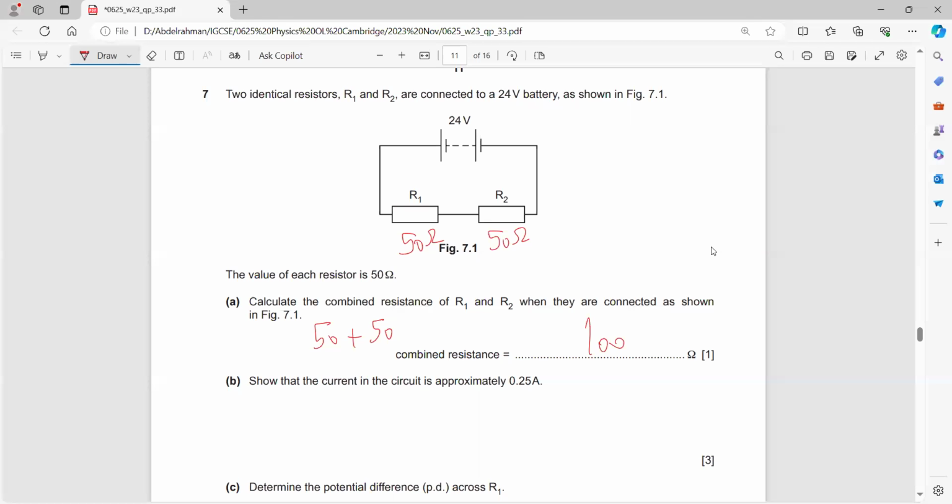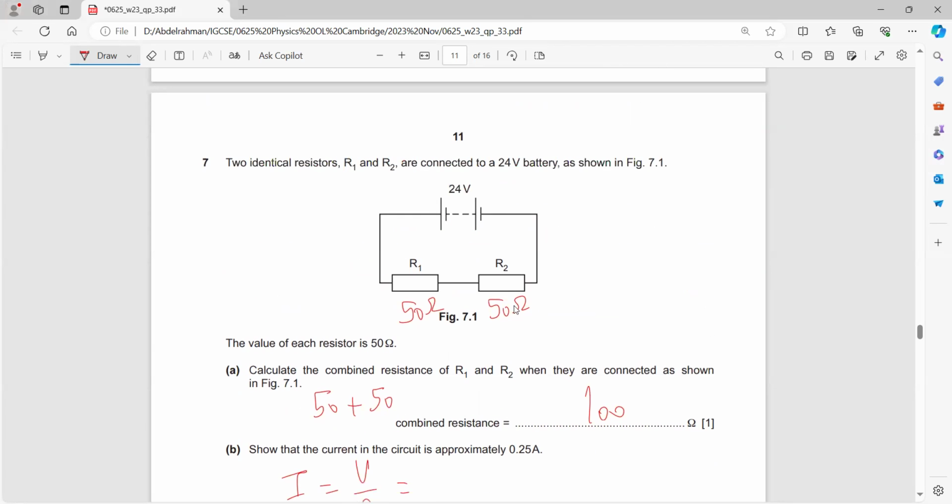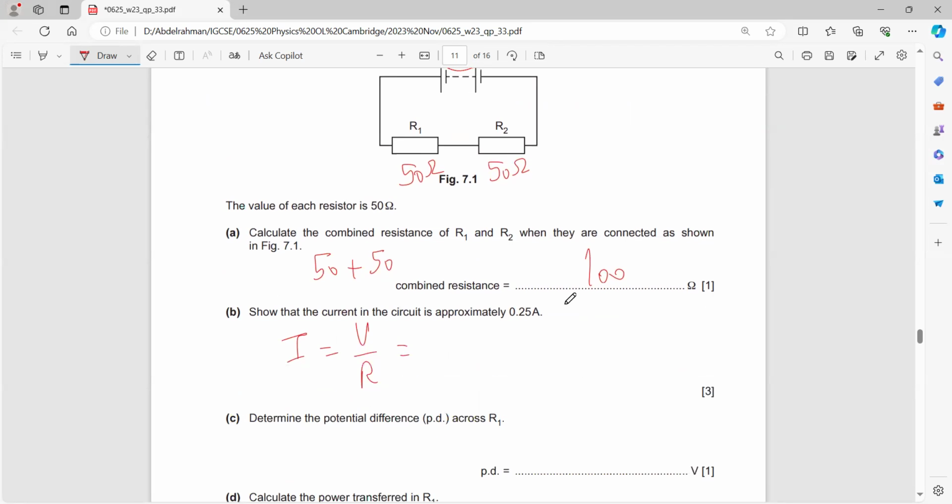Show that the current is approximately 0.25 amperes. The current equals V over R. Yes, I equals V over R. The voltage is 24 over the total resistance, which is 100. 24 over 100 is 0.24 amperes, which is very close to 0.25 amperes.